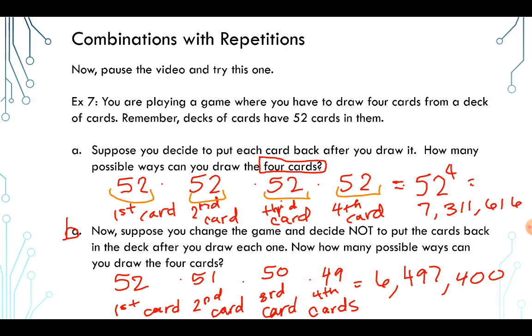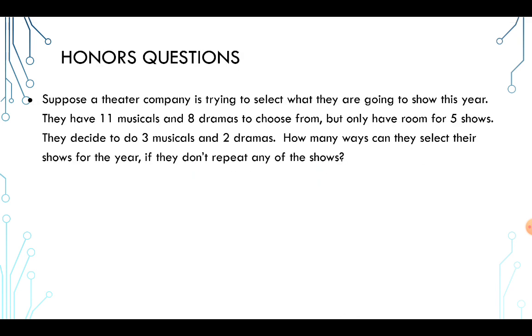All right, here is an honors question. Standard, you can also try this one out. This one will be helpful for you. But we're not going to try this one just yet. You'll have a practice problem coming up in just a second. So honors, suppose a theater company is trying to select what they are going to show this year. They have 11 musicals and 8 dramas to choose from, but only have room for 5 shows. They decide to do 3 musicals and 2 dramas. How many ways can they select their shows for the year if they don't repeat any of the shows?